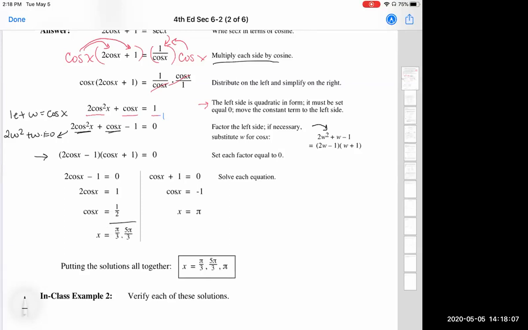X is equal to pi over 3 and 5 pi over 3. And our other one, pi. We write them all together.